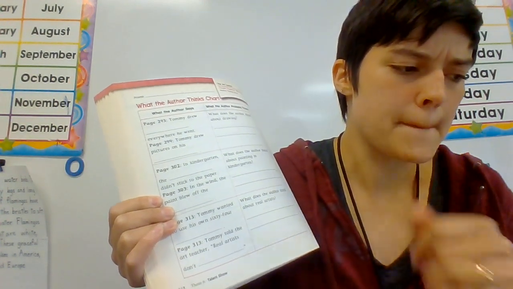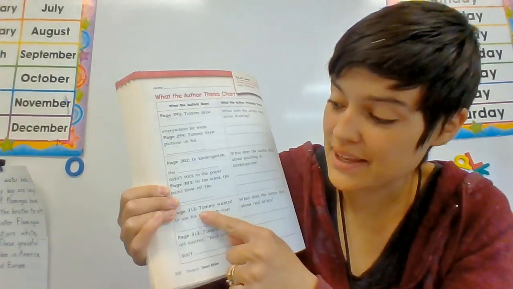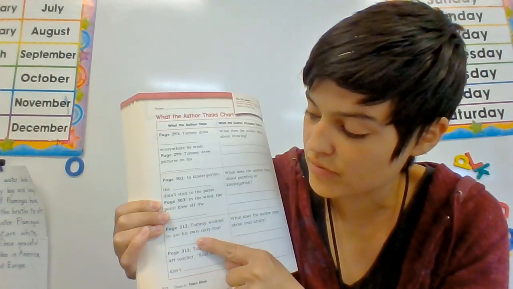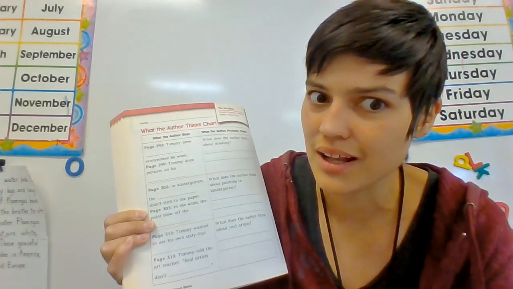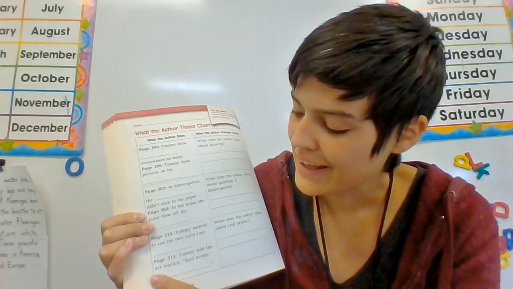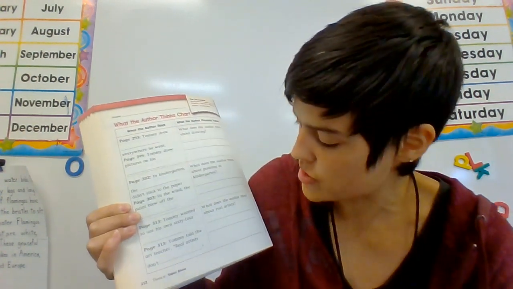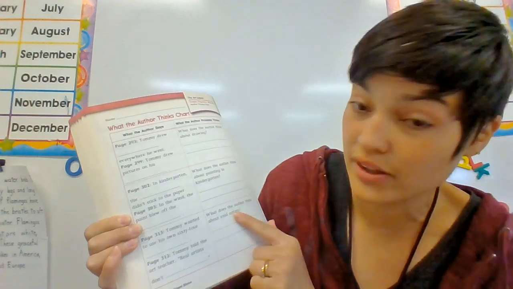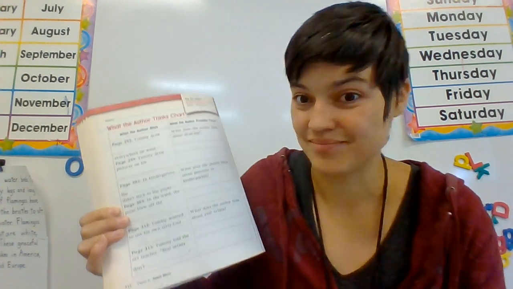Let me think. That means, to me, because of this page, Tommy wanted to use as many colors. Also, he didn't want to copy because he wanted to be a real artist. So what does the author think about real artists? They use lots of colors and they use their imaginations and they don't copy.